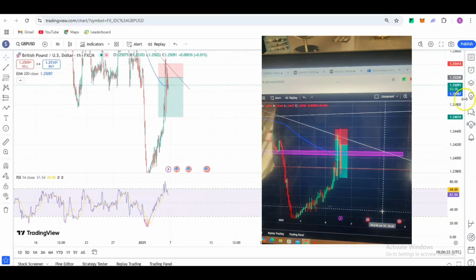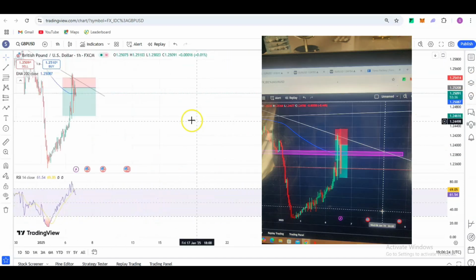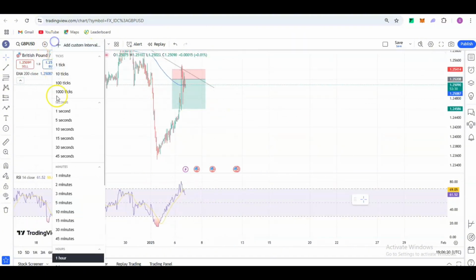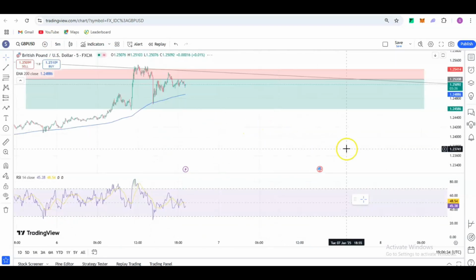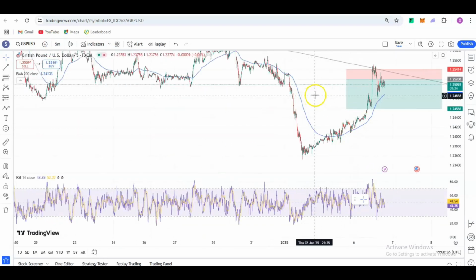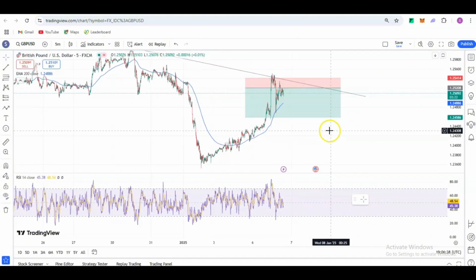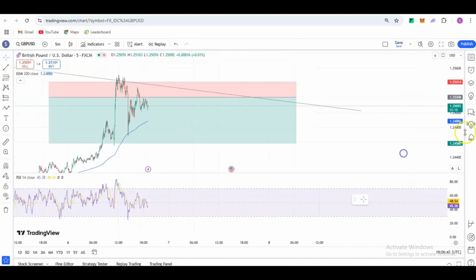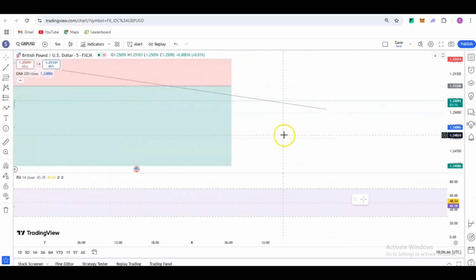Okay, I want to be sure of where we put our TP. So I think our TP is somewhere here. So now going back to the 5 minutes candle, that is why I like using the top down analysis. I check my analysis from every time frame. So on the 5 minutes candle, I was able to see this.